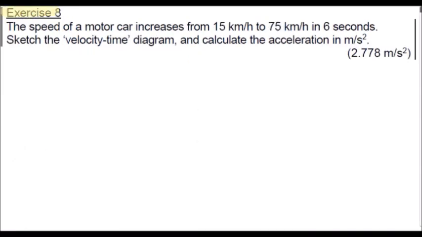Exercise 8. The speed of a motor car increases from 15 kilometers an hour to 75 kilometers an hour in 6 seconds. We're asked to sketch the velocity time diagram and calculate the acceleration in meters per second squared. The answer is stated here in the bracket to 4 significant figures. I'd encourage you to start the presentation and attempt exercise 8, but the full solution is shown on the following slides.